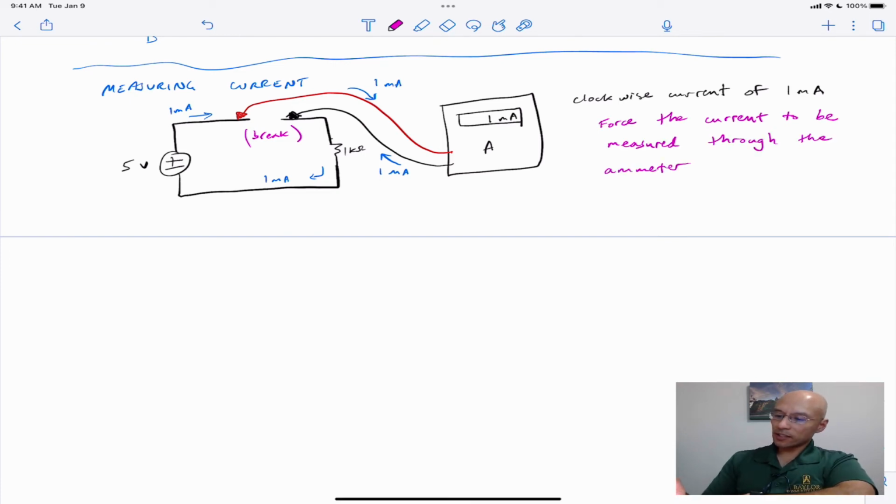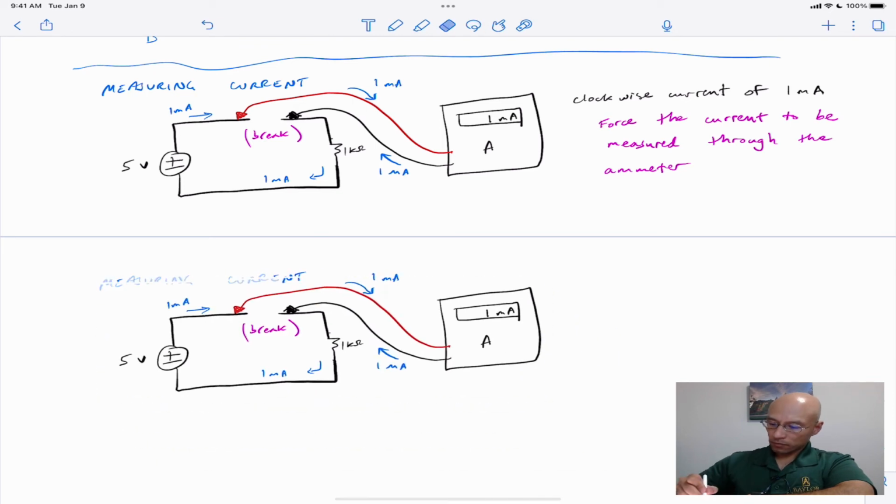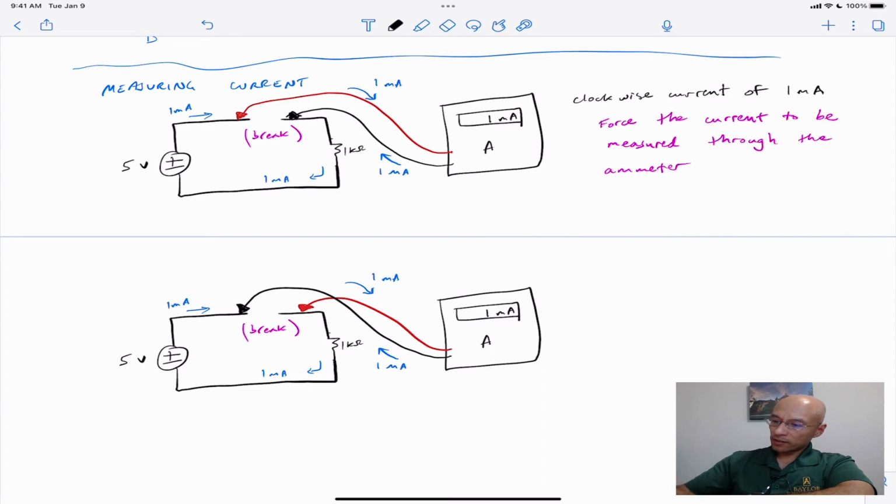Now we'll ask ourselves, what happens if we reverse the leads? Here's our circuit once again, but this time we connect the leads like this. It's the same 1 milliamp that flows clockwise through the circuit, but notice that the 1 milliamp flows into the black lead and then out the red lead. In this case, our multimeter, our ammeter, actually is going to read negative 1 milliamp.